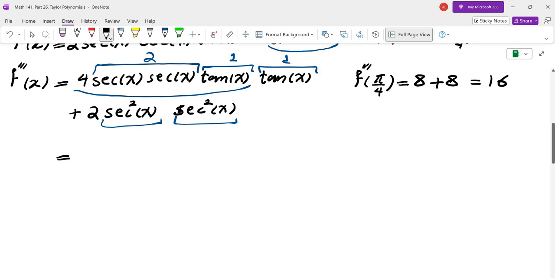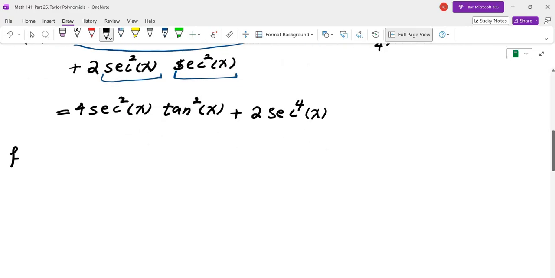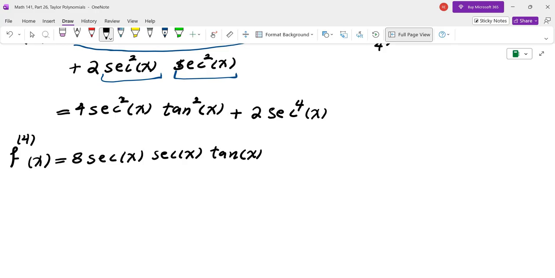Let's simplify that so we can take the fourth derivative as well. So this is 4 secant squared of x times tangent squared of x plus 2 secant to the fourth of x. Now let's take the derivative of this. So f fourth of x equals, so we'll have to use the product rule. So we get 8 secant of x. That's the power rule. Then we have to multiply that by secant times tangent, and then times tan squared. So this part is the derivative of 4 secant squared. And then I'll have to find the derivative of tan squared.